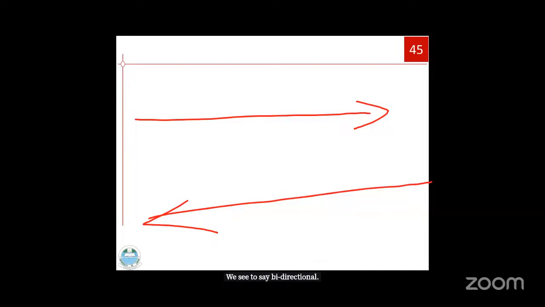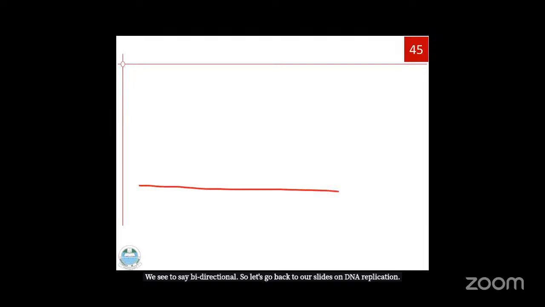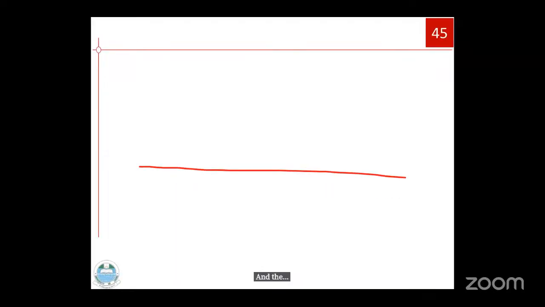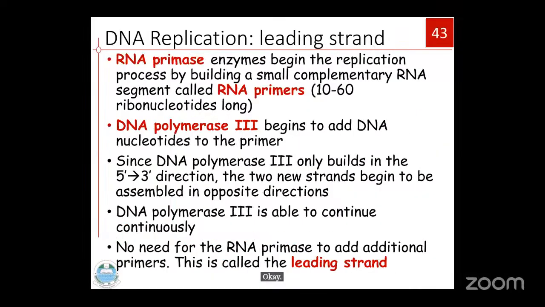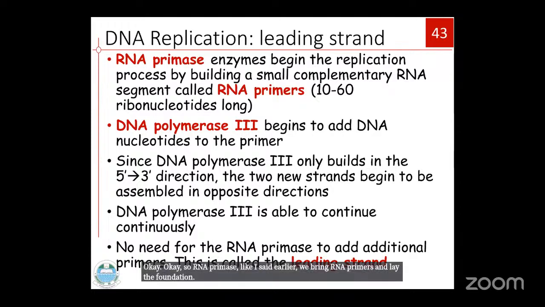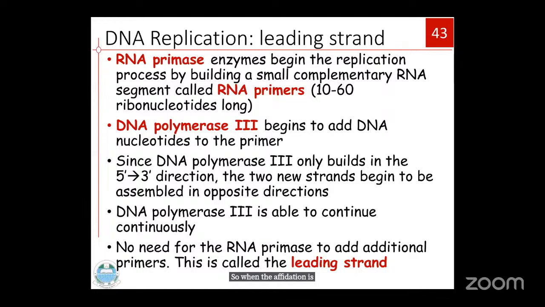So let's go back to our slides on DNA replication. Sorry, let me clean my drawings. Okay, so RNA primase, like I said earlier, brings RNA primers and lays the foundation. When that foundation is laid, DNA polymerase 3 will begin to build on it by adding the respective nucleotide.